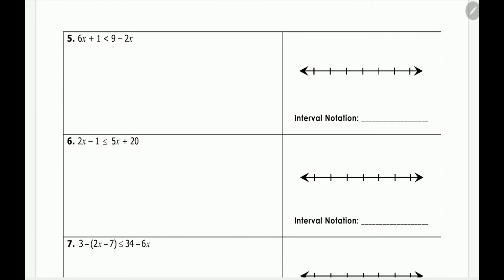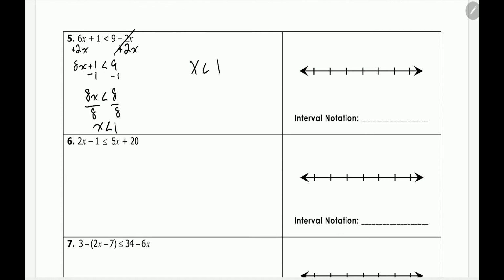Okay? So what we have to do with this one, we have 6x plus 1 is less than 9 minus 2x. We're going to move the variables to one side, so we're going to add 2x to both sides. We're left with 8x plus 1 is less than 9. Let's start solving. So we're going to subtract, sorry, I did the math ahead in my head. We're going to subtract 1 on both sides. So we have 8x is less than, 9 minus 1 is 8. Divide by 8. We're left with x is less than 1.